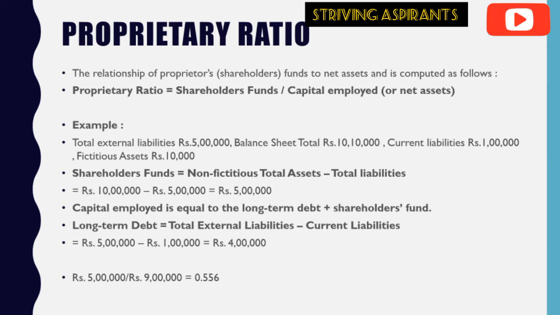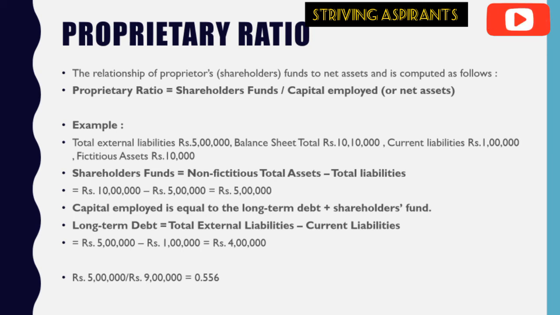Now long-term debt equal to total external liabilities minus current liabilities. So 5 lakh minus 1 lakh, we have 4 lakh here. Now the proprietary ratio equal to shareholders fund, that is 5 lakh here, and the capital employed or net asset value is 9 lakh. So we will get the answer 0.556.